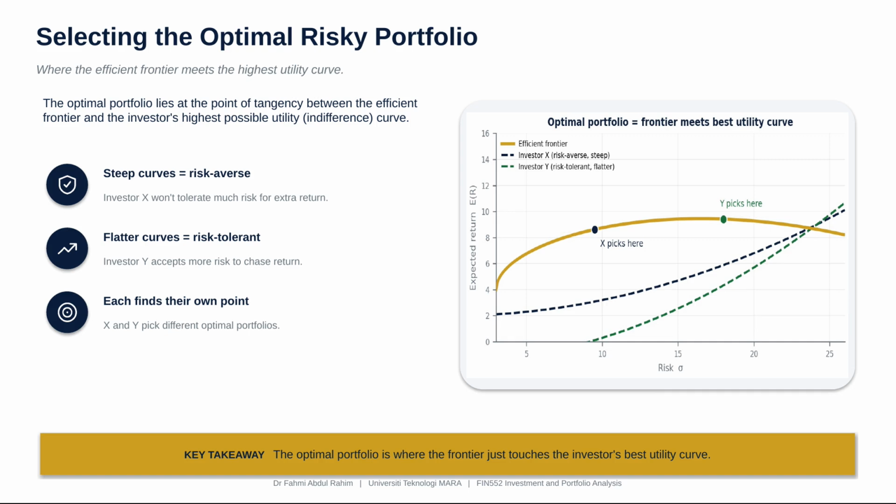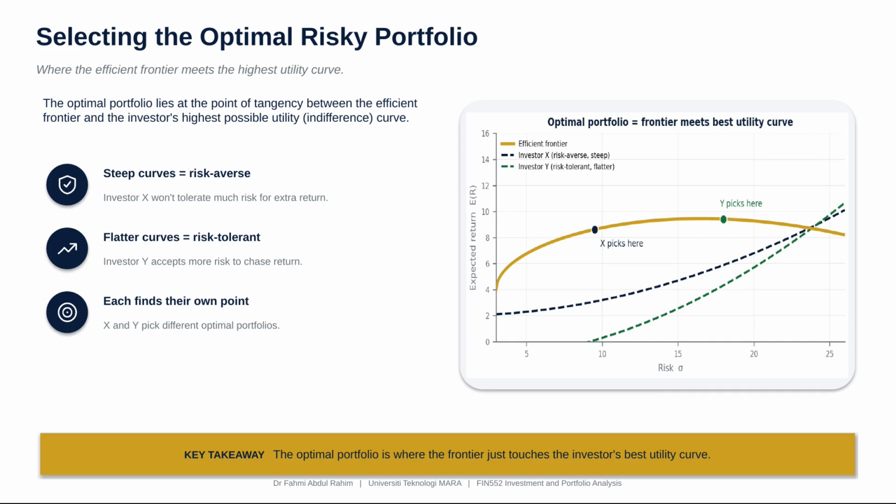Now take investor Y, who is risk tolerant, calm about risk and happy to gamble for bigger gains. Their dashed lines are flat. Flat means Y is willing to take on a lot more risk in exchange for only a little extra return. Because the lines are so flat, Y's line touches the gold curve further to the right at a high risk spot. So Y ends up choosing a bold, higher return portfolio.